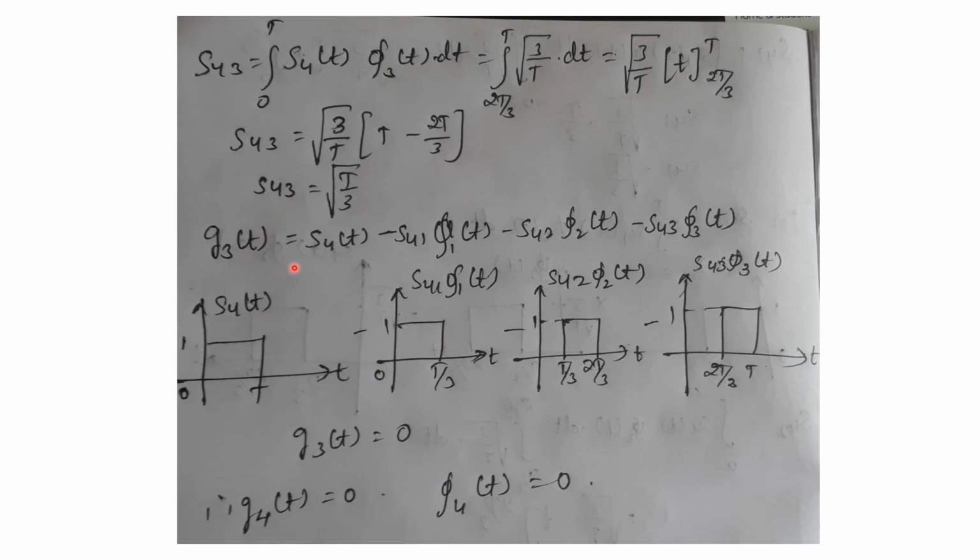Now, g4 of t is equal to s4 of t minus s41 phi 1 of t minus s42 phi 2 of t minus s43 phi 3 of t. The plots for s4 of t and for g4 of t are given below. g4 of t becomes 0. Therefore, phi 4 of t also becomes 0.